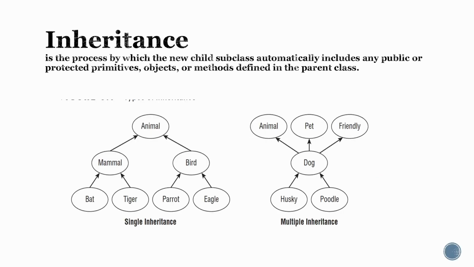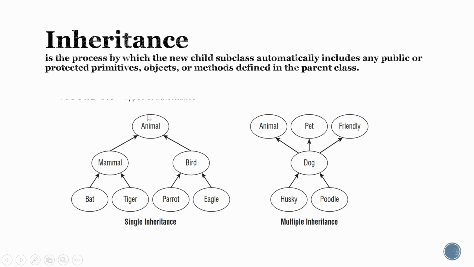So what is inheritance? Inheritance is a process by which a new child subclass automatically includes any public or protected primitives, objects, or methods defined in the parent class. With that definition, I'll give a simple explanation of what it is, and we'll see how we are actually going to use inheritance between two different packages. I'm going to give an example, one for single inheritance and one for multiple inheritance.